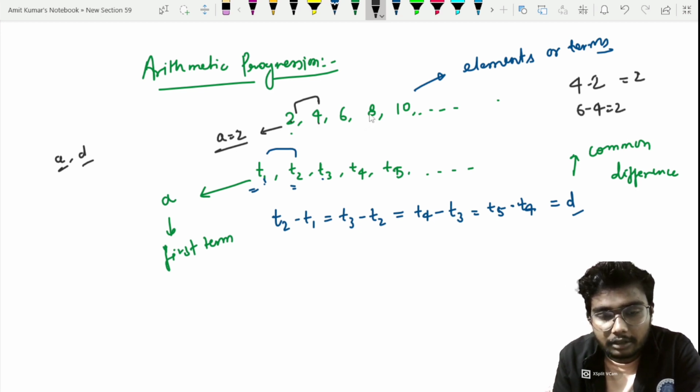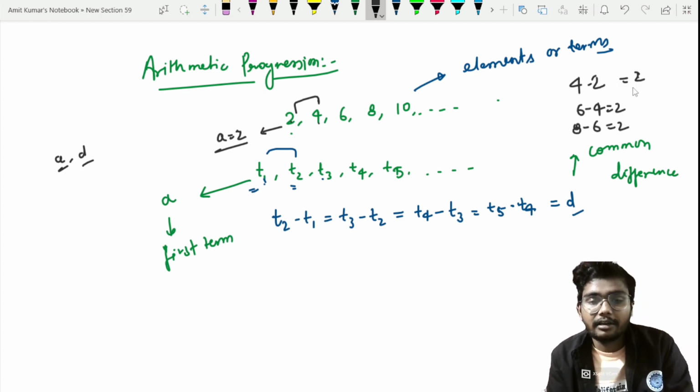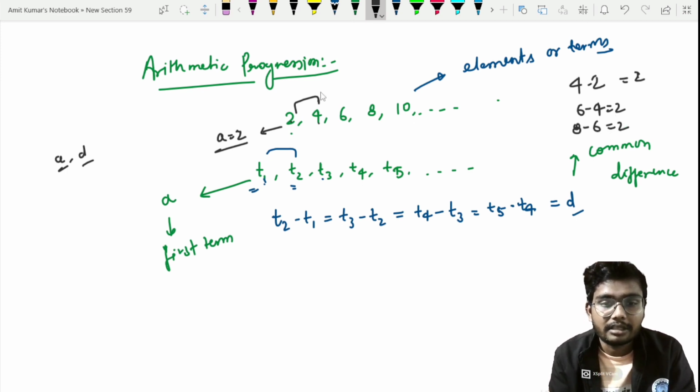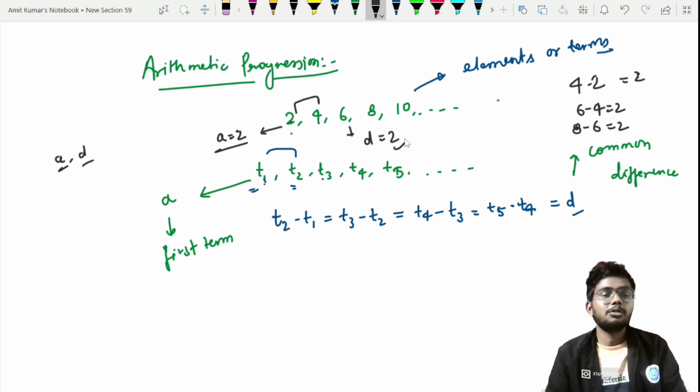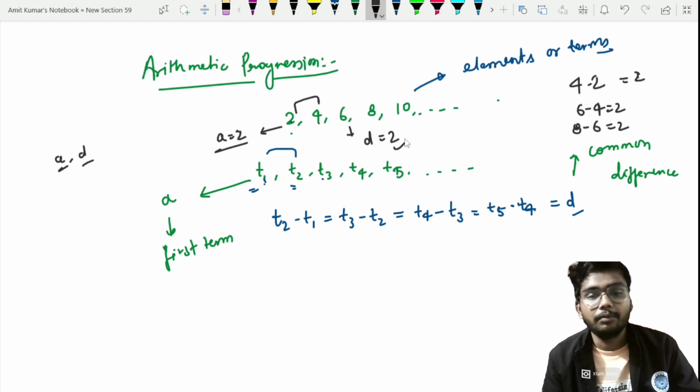Fine. And if you are subtracting this 6 from 8, again you will be getting 2. So whatever differences you are getting now, all those differences are the same. That difference is called the common difference, and that will be denoted by d. So here your d will be 2.